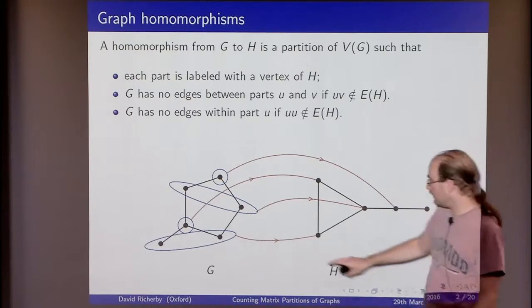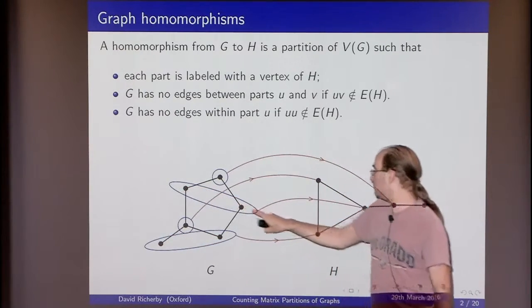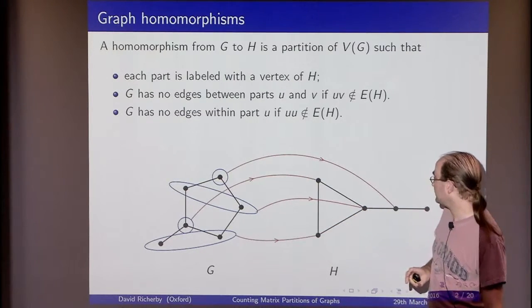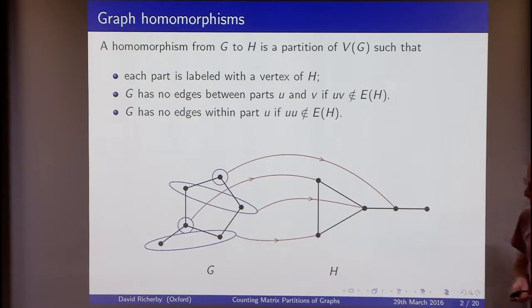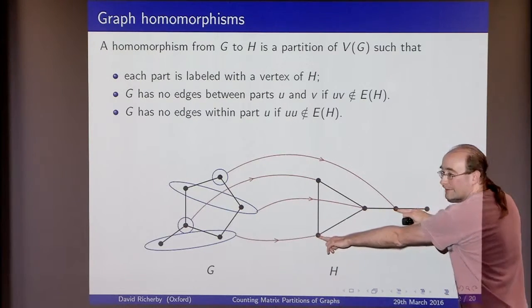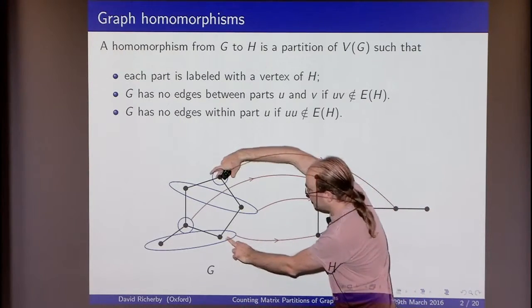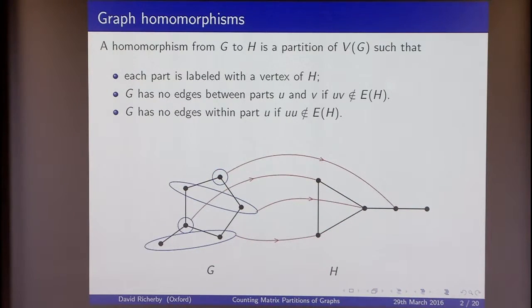And you'll see, for example, that there are no edges within this part or within this part because neither of these two vertices have self-loops on them. And you'll notice that, for example, there is no edge between this part and this part. Actually, I should look at two. So here we have two vertices of H that aren't adjacent, and you'll see that there are no edges between the two parts labeled with those two vertices. Okay, so that's looking at homomorphisms as partitions of a graph.